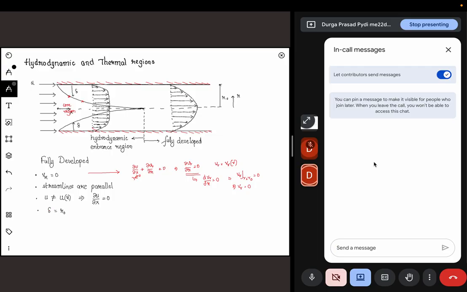And we have two regions here. One is the fully developed region where all these conditions are satisfied, and when any of these are not satisfied, we'll call it the entrance region. That is where your delta will be less than R naught.